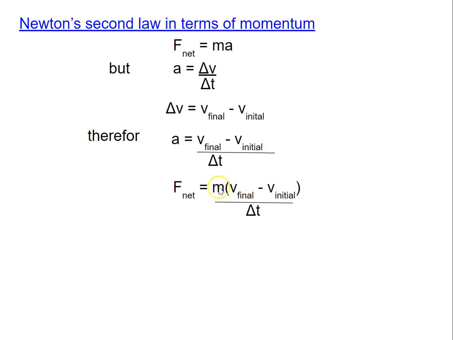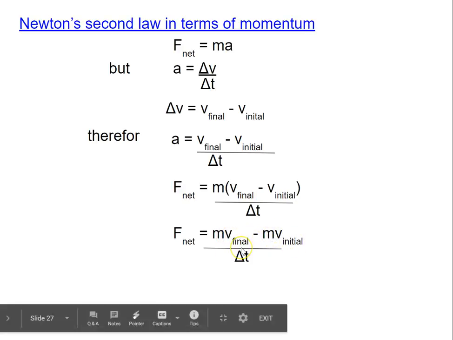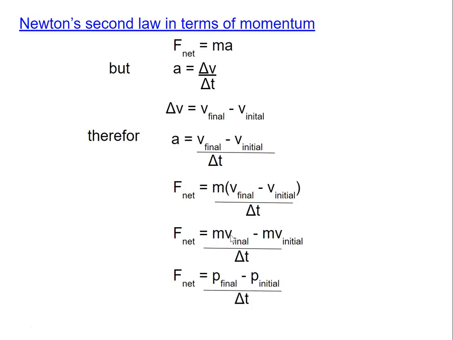Okay, so let's simplify and get rid of this bracket. I get F net equals m v final minus m v initial on delta t. But you have come across m v final and m v initial. This m v final is just my final momentum. So I can rewrite this equation as F net is equal to P final minus P initial divided by delta t. And P final minus P initial is not a new concept to you either. You've learned that that is change in momentum. So F net is just equal to change in momentum divided by change in time.